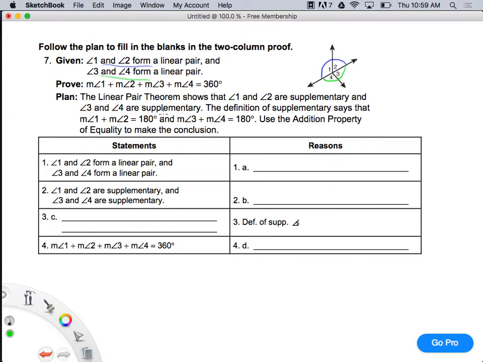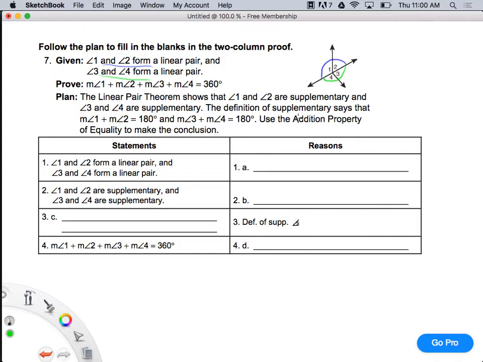Okay, and the plan is, look, read the plan. The linear pair theorem shows that angle 1 and angle 2 are supplementary, and angle 3 and angle 4 are supplementary, right? That's what the linear pair theorem says. Okay, the definition of supplementary says that they add up to 180 degrees, right? Well, use the addition property of equality to make the conclusion. Well, if they're both linear pairs, they both add up to 180, right? Yeah. Well, what's 180 plus 180? 360. That's the plan.